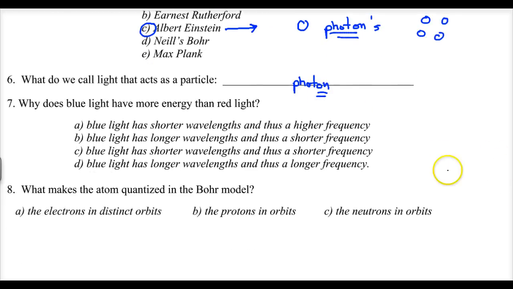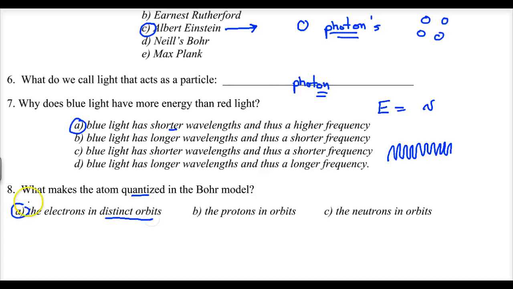Why does blue light have more energy than red light? Well, energy is related to the frequency of light. So blue light has a high frequency because its wavelengths are shorter. If you remember, I was doing this demonstration with a slinky, and you can see that it takes a lot more energy to make a lot more waves. So blue has shorter wavelengths, higher frequency. A is the answer. What makes the atom quantized? It's the electrons in distinct orbits. Okay, that is the key here.